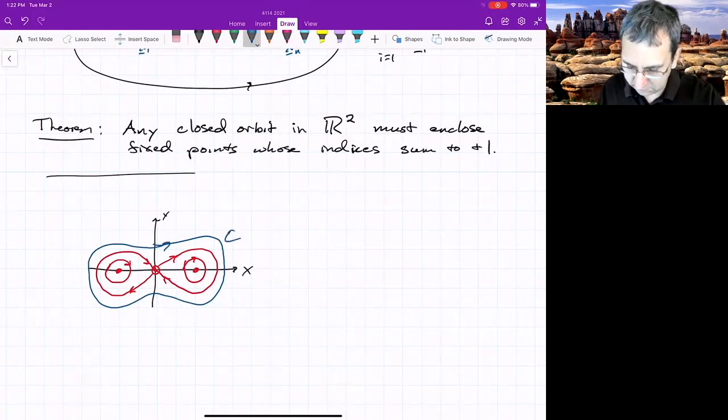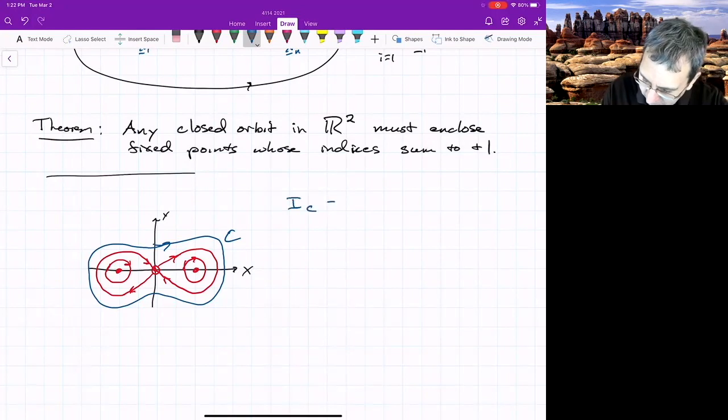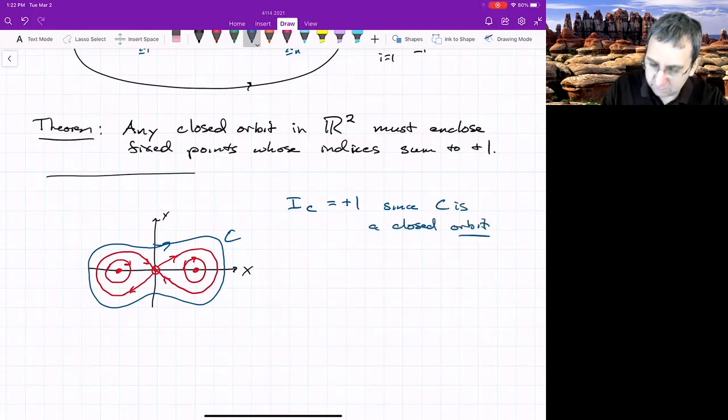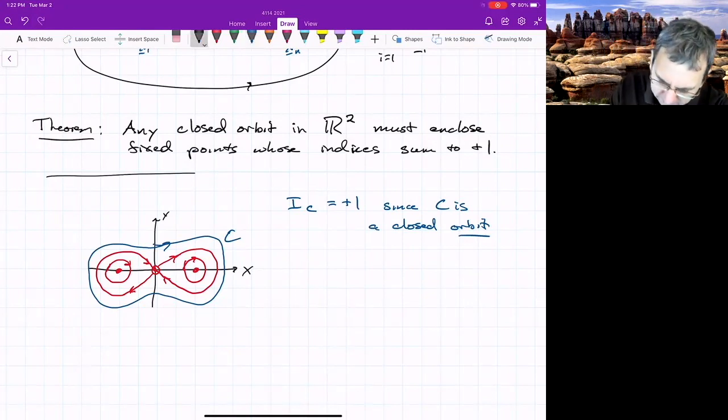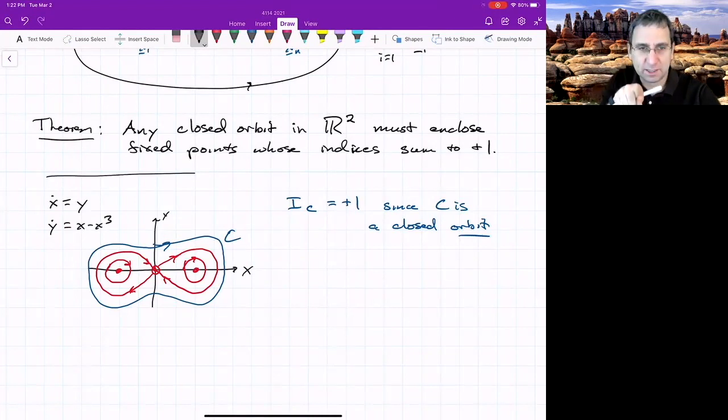Here's our curve C. So the index of C equals +1, since C is a closed orbit. It's a periodic trajectory. It goes back on itself. It's a solution to some ODE. In fact, in this case, I think it's x dot equals y, y dot equals x minus x cubed. This had a saddle point at the middle and then two centers.